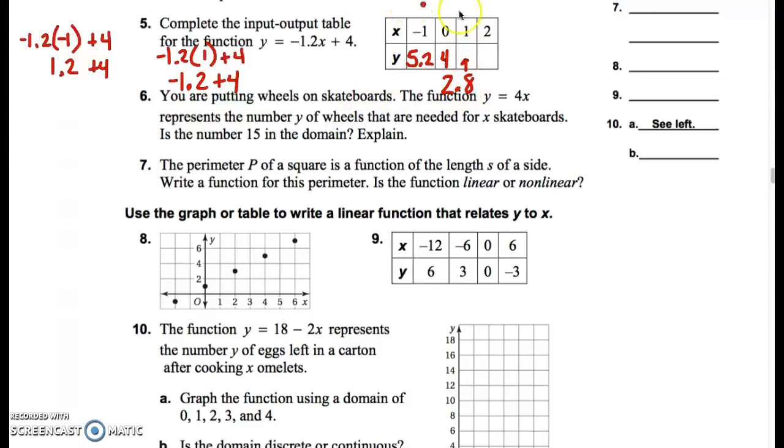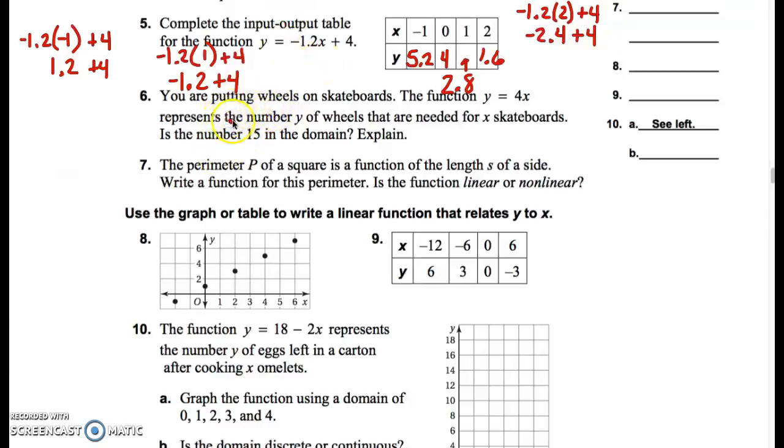And then plug in 2. We have -1.2 times 2 plus 4. So we have negative 2.4. And when you add 4, again, it's like taking 4 minus 2.4. You get 1.6. And there's our table, all filled in. All we did was plug in each of these x values into the equation.